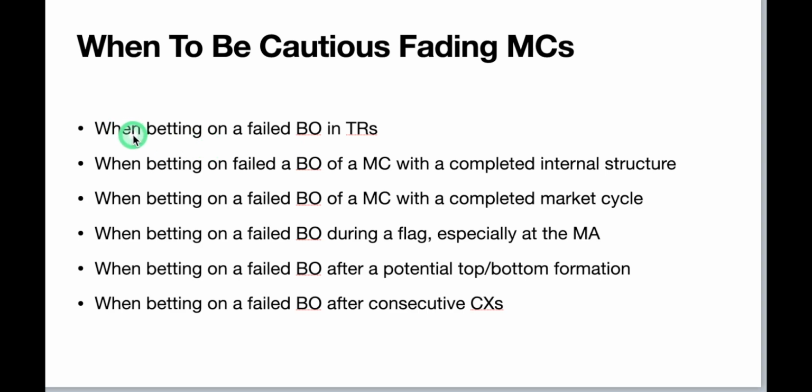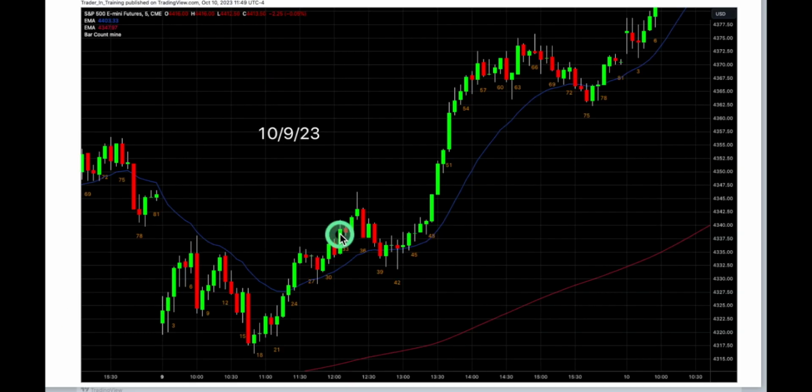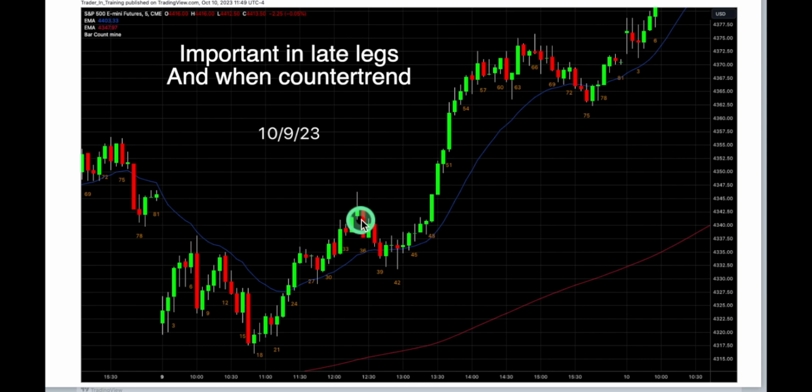So you have to be careful when fading microchannels below the prior bar in a bull microchannel, above the prior bar in a bear microchannel when you're in a trading range. The second one is when betting on a failed breakout of a microchannel with a completed internal structure. So we talked about that early. You have a microchannel like this, and the internal structure is complete. So you have 3 legs up, internally because of the pauses, it's usually not a good idea to fade the first bar. It's better to look for more information.